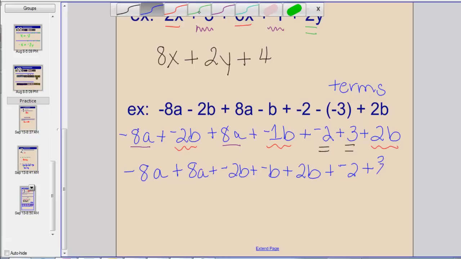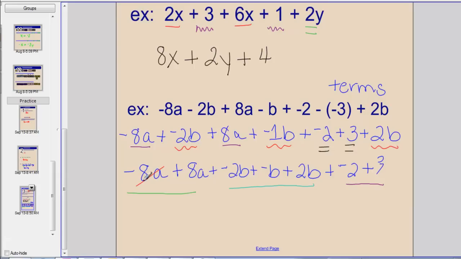So we end up with our a's added together, our b's added together, and our constants added together. Negative 8a plus 8a is 0. So we have 0 a's, so we don't need to write any a's down. Negative 2b plus positive 2b will also cancel to equal 0. Well, that's convenient, huh? So we're left with negative 1b or negative b plus, and then negative 2 plus 3, what does that equal? That equals 1. So that's our final answer.